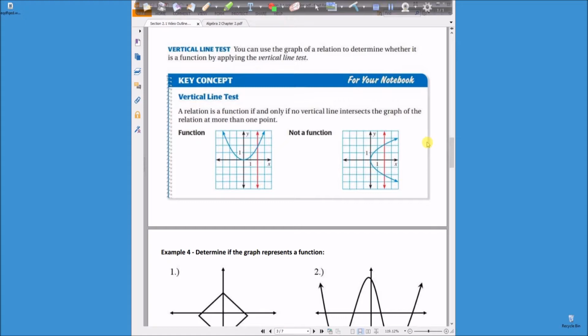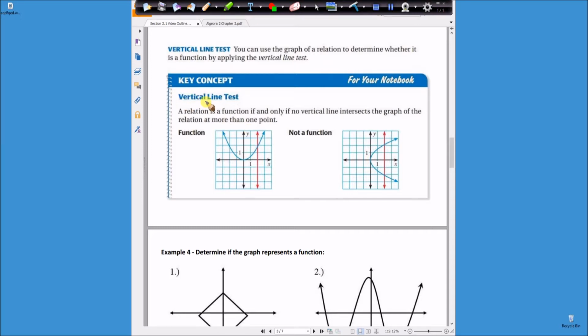Some more vocabulary here. We've been talking about looking at numbers in tables and mapping diagrams and ordered pairs to determine if something is a function. There's also a way you can do that graphically, which is the vertical line test. So the vertical line test says you can use a graph of a relation to see if it's a function.